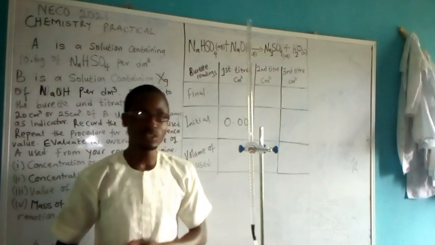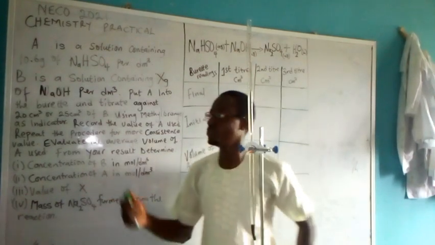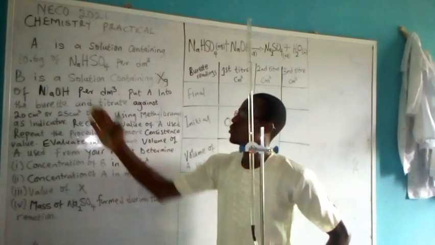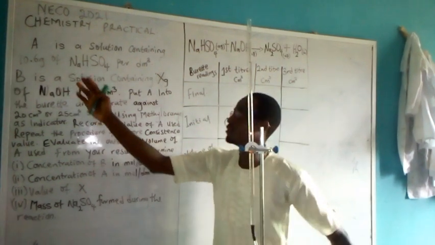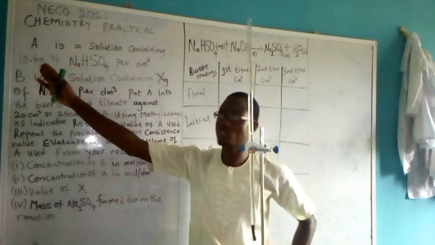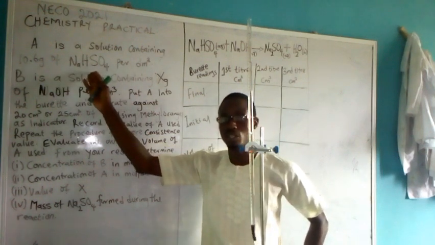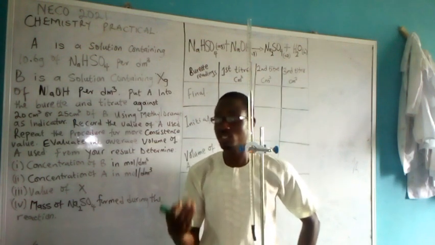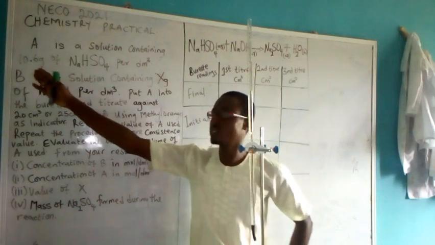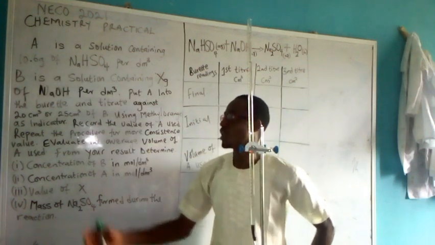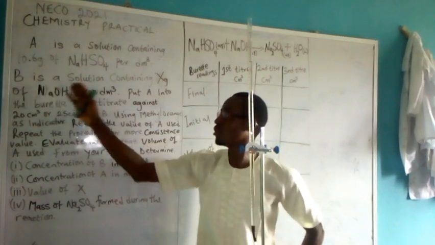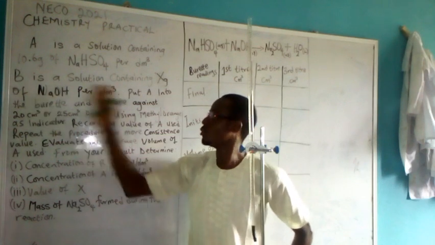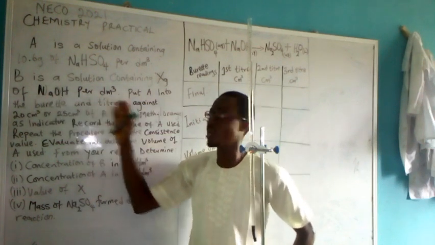Thank you very much. In this video, we want to look at the titration experiment based on the National Examination Council of this year, 2021. So we have a question which says that we are given a solution A of 10.6 gram of NaHSO4, which is sodium hydrogen tetraoxosulfate VI, an acidic salt, in 1 dm cube. At the same time, we are given a solution B, of which the amount in gram dissolved in 1 dm cube is unknown. We were given x gram of NaOH per dm cube.